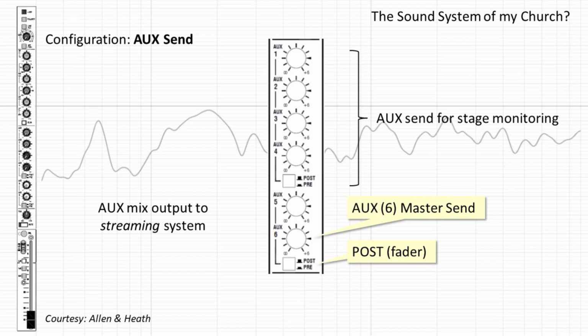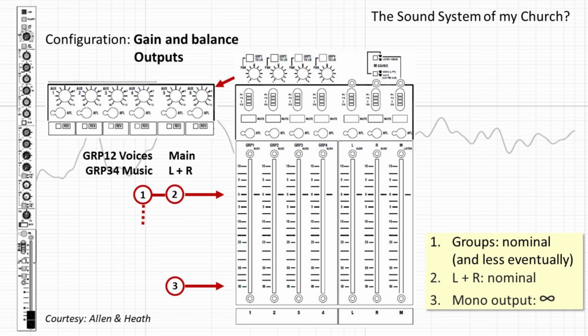The Aux Send. It is used for the audio of the streaming service, which needs a different mix than the one for the sanctuary. Each input channel has an Aux Send with a pre-post fader switch. We use post fader for streaming. The board has a master volume control for each Aux Send.